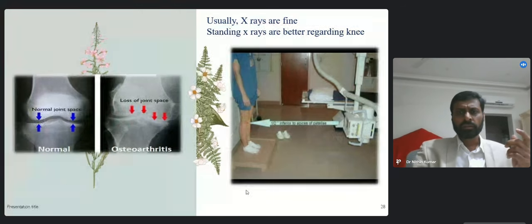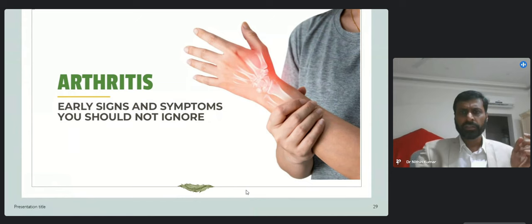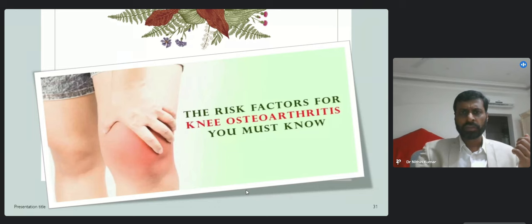Osteoarthritis is among the most common. This is an X-ray of the knee joint. Arthritis can affect various parts of the body like your fingers, wrists, hips, and spine also.